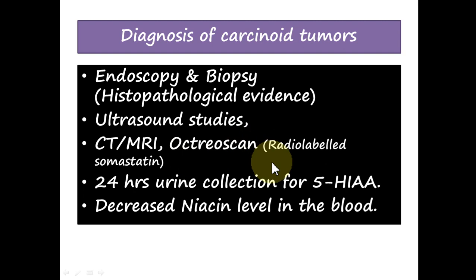Then there is 5-hydroxyindole acetic acid, which is a metabolite of serotonin in the liver and is excreted in the urine. If we collect the urine of a patient for 24 hours and measure the 5-hydroxyindole acetic acid, and it is more than the defined values, the standard or reference values, it will give us information that there is excess production of serotonin, and this may be due to a carcinoid tumor.